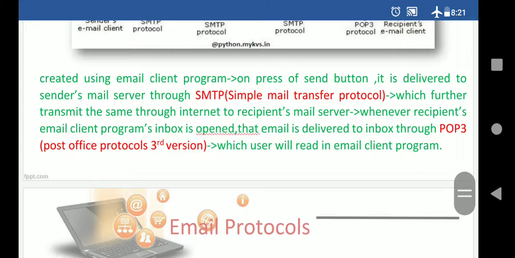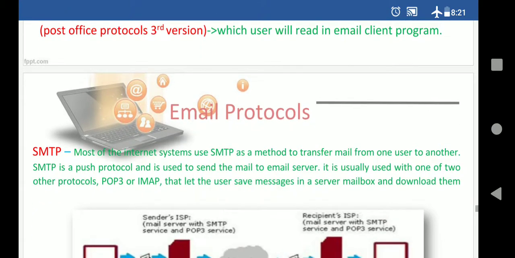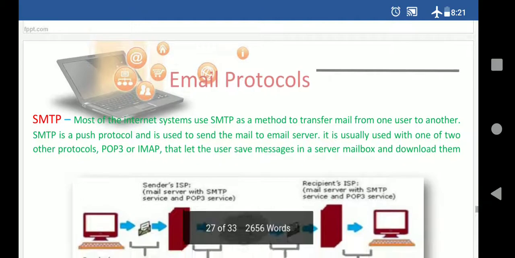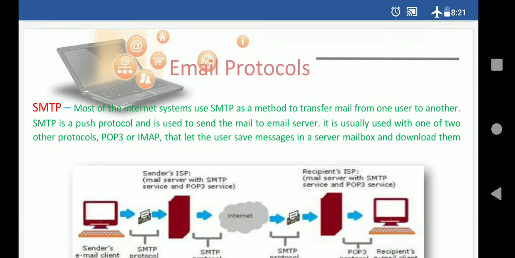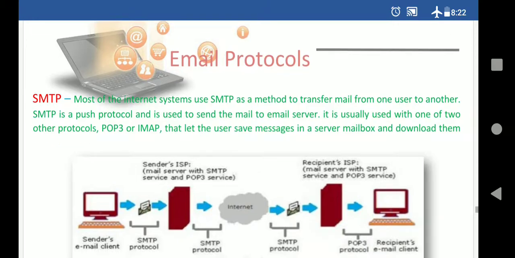Then now we are talking about SMTP here, which further transmits the data. SMTP protocol helps you to transmit your mail from one server to the backend server to the user side. Now post office protocol helps the user to read the email client program. Now SMTP, what is SMTP? Most of the internet systems use SMTP. It is a method to transfer your mail from one user to another.